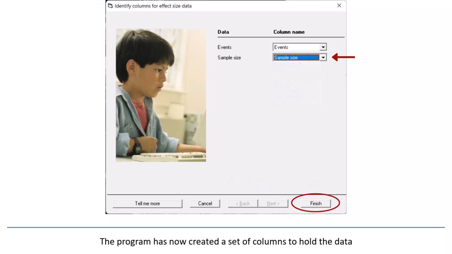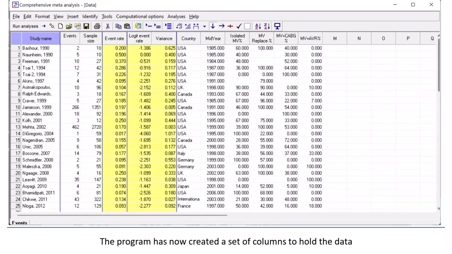The program has now created a set of columns to hold the data. These columns are labeled Events and Sample Size. The program computes the effect size for each study and displays that here. This column shows the event rate. The first study had 2 deaths out of 10 patients, so the event rate is 0.20.